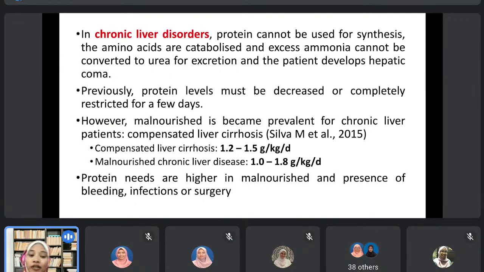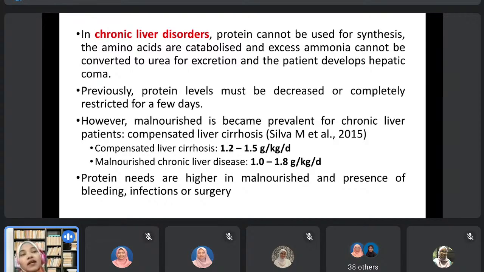So in chronic liver disease, just now I said that a low protein diet is prescribed for those who have a problem with their liver. Normally, in chronic liver disease, the protein can be used for synthesis, so the amino acids will be catabolized, and excess ammonia cannot be converted to urea for excretion, and the patient might develop hepatic coma. So previously, protein levels must be decreased or completely restricted for a few days.